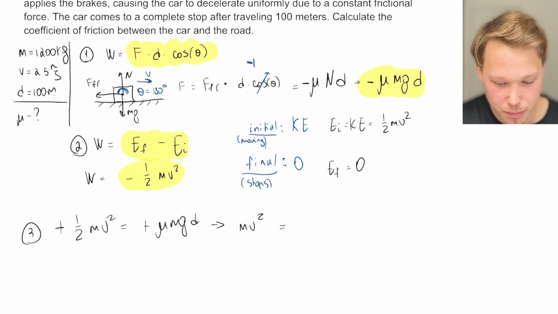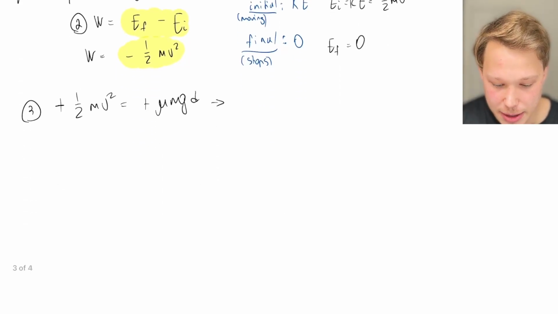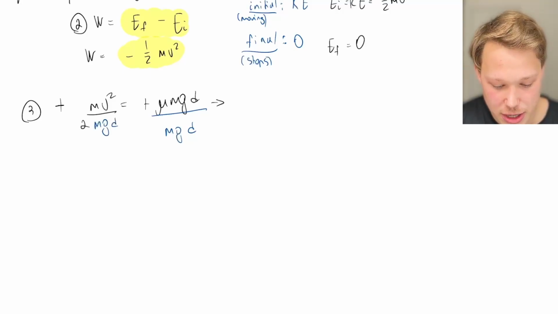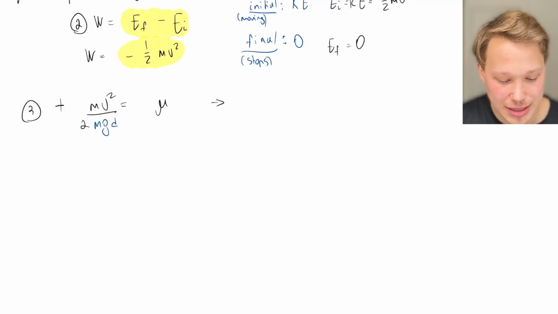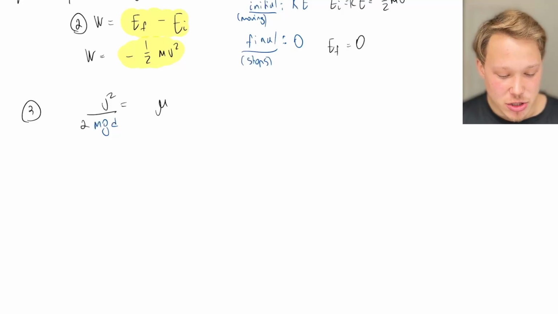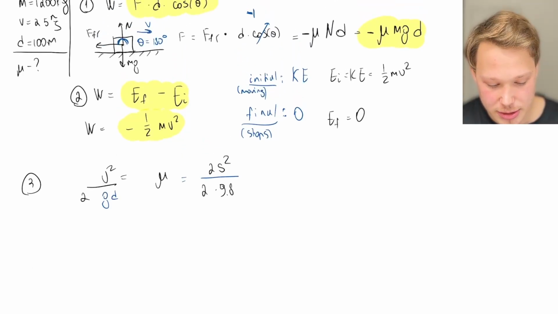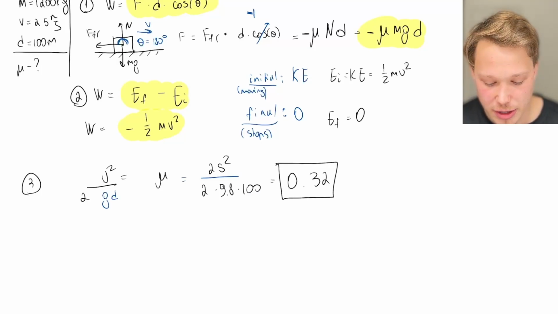Let's see, we're looking for mu. So I can divide both sides by m times g times d. Here we have mv squared over 2. So m times g times d cancels out on both sides. We're canceling out m and g and distance to calculate mu, the coefficient of friction. On the left hand side, the mass is also going to cancel out, so we can plug in all the unknowns. Velocity is 25 squared, over 2 times 9.8 times the distance, which is 100. So if you plug that into a calculator, you get 0.32 as our final answer.